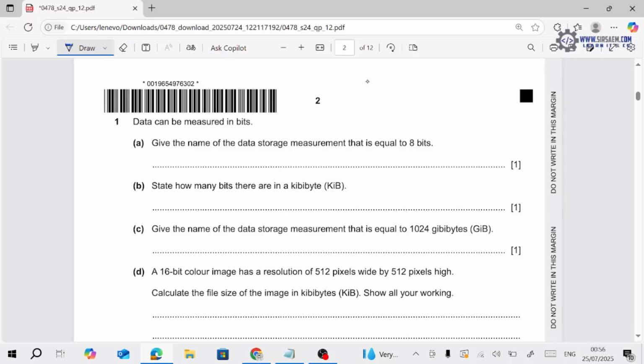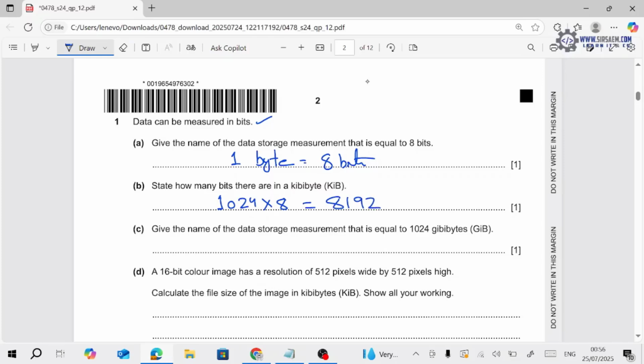Data can be measured in bits. Give the name of the data storage measurement that is equal to 8 bits. So obviously 1 byte, as probably all of you do know, is equal to 8 bits, right? State how many bits there are in a kilobyte. So obviously 1 kilobyte is 1024 bytes, as 1 kilobyte is 1000, and if you multiply this by 8, you will come up with the following value.